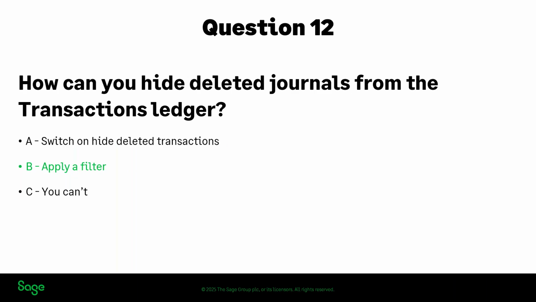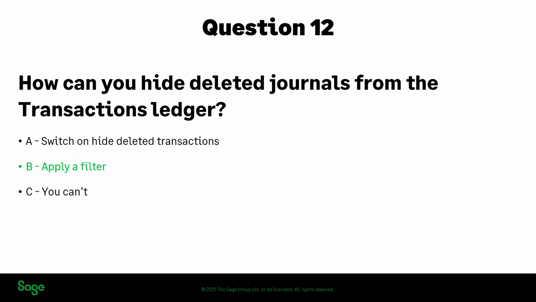So the correct answer is B. You can hide them, so you can filter them from your list. So those journals that appear in red, you'd apply a filter, and it would hide them in the background. You can always remove that filter to redisplay them, so they're just hidden from your standard list. The hide deleted transactions option, just to clear that one up.